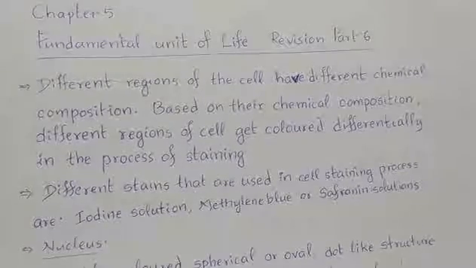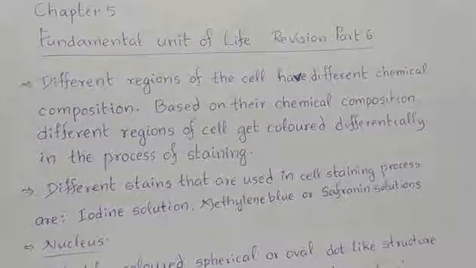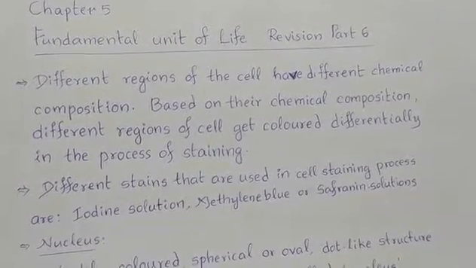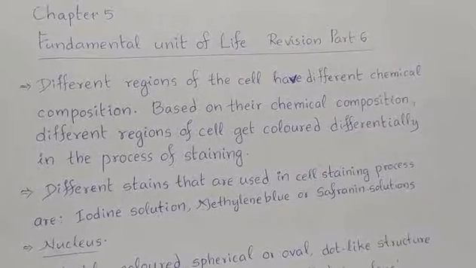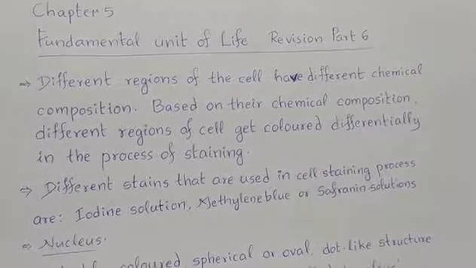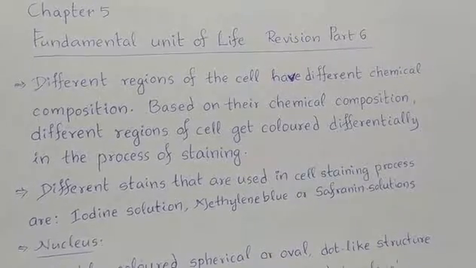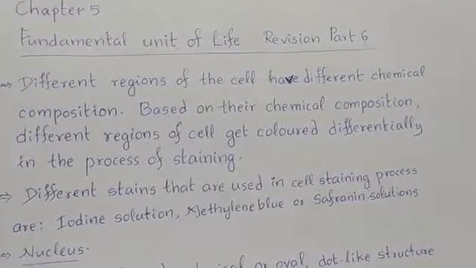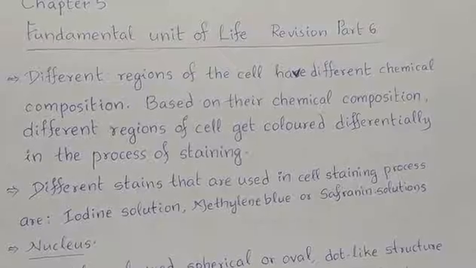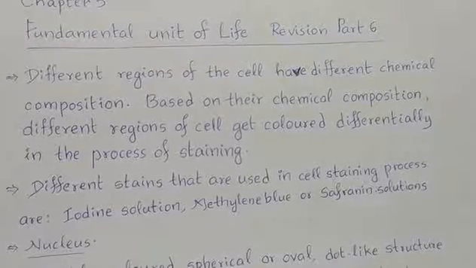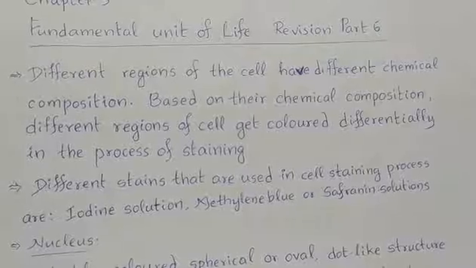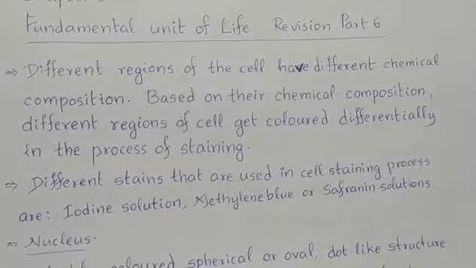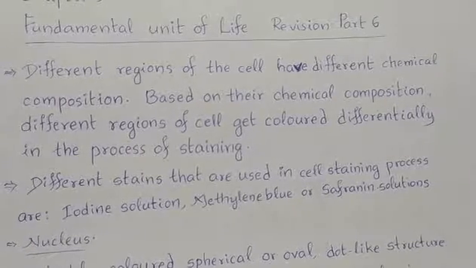Before discussing the nucleus, let us have a brief introduction about the staining of cells in the laboratories and why we have to understand this. That also we will learn now. Different regions of the cell have different chemical composition, and this chemical composition plays a very crucial role in the staining process. Based on the chemical composition, different regions of the cell get colored differentially in the process of staining.